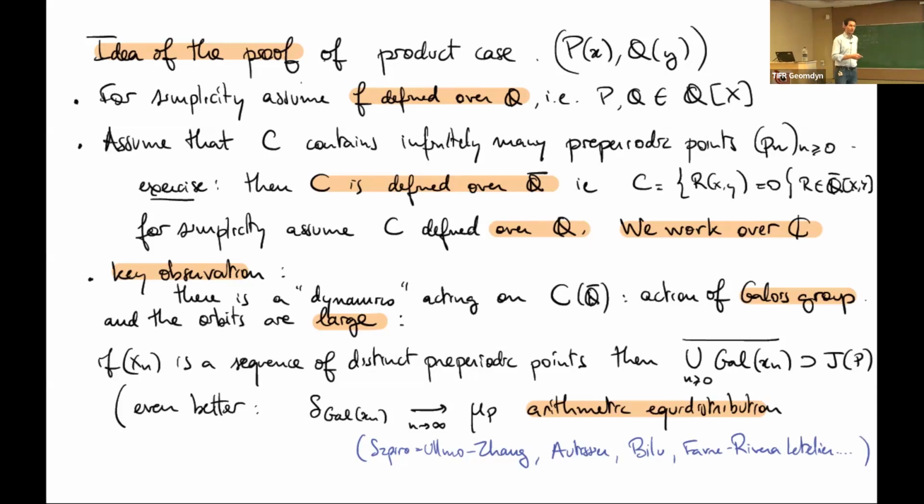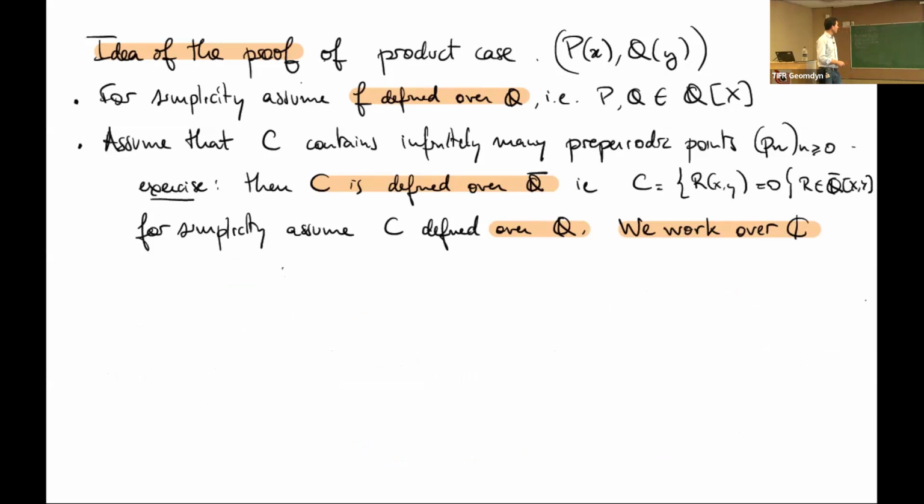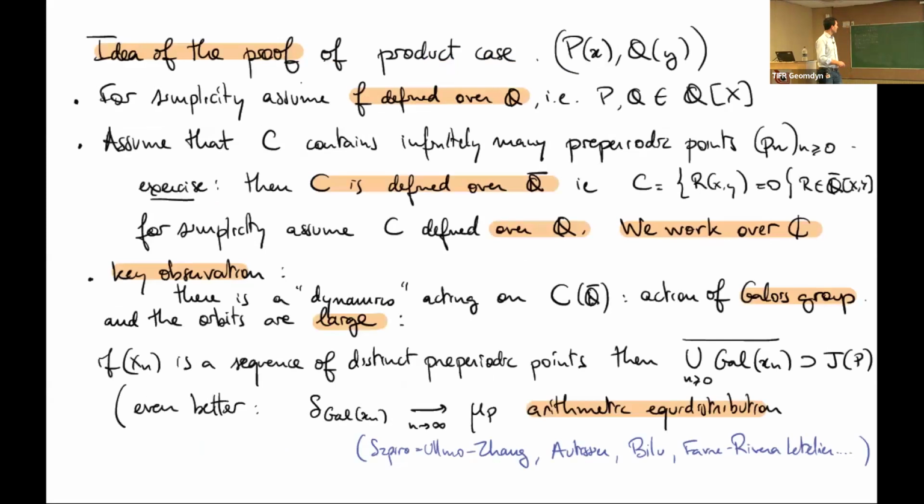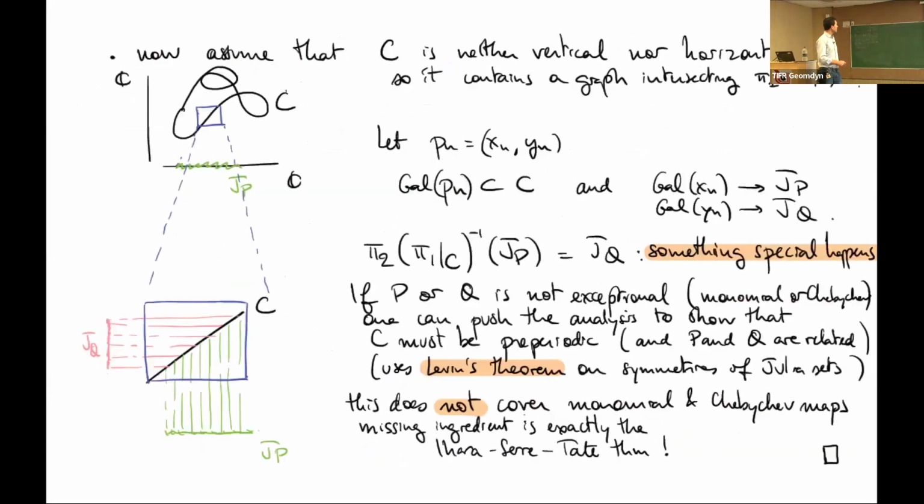Okay, so now how do you prove this? Remind the theorem: you want to prove the conjecture for product mappings. I assume that my curve is neither vertical nor horizontal, because for vertical or horizontal lines it's obvious. It will contain infinitely many preperiodic points only if the curve is preperiodic itself. So now assume it's not vertical or horizontal, so it looks like this. Now you take a point in the curve. Assume it's in the Julia set. You don't need to assume this, but it's not so important.